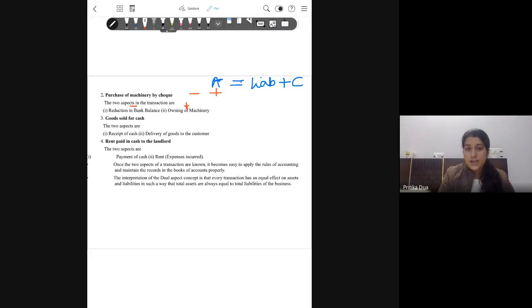We move to the next transaction, goods sold for cash. Okay, now goods are being sold. It means goods are going out of the business. They are being sold for cash. So cash is coming in the business. So again, there's one plus and there's one minus. Here the plus is in the form of additional cash and minus is in the form of goods which are going out of the business. So in my accounting equation, from the assets, I will reduce the amount of goods.